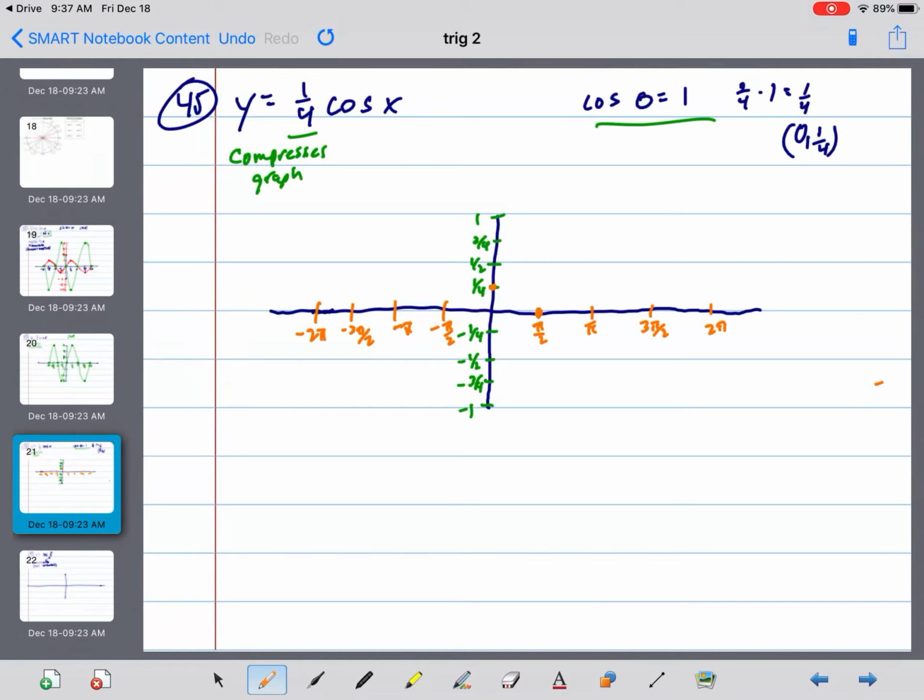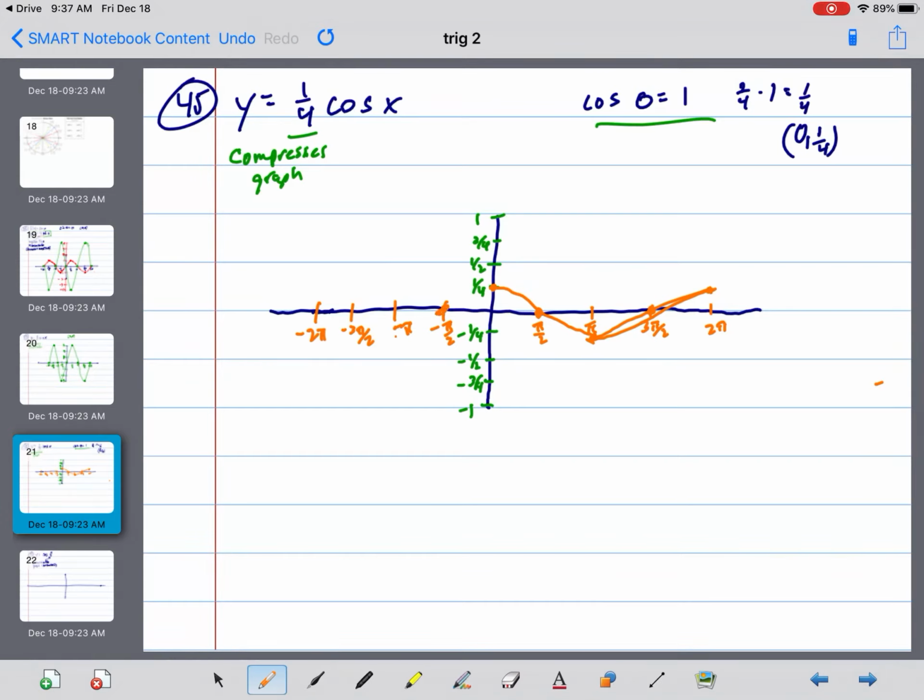So now what this thing does, it still has flow to it, but it's going to go through 0 at pi/2. And then it's going to be down to -1/4 right here. Then it's going to be up to 0, and then it's going to be up to +1/4 there. So this is how this one flows. It flows this way. But since that 1/4 is in front, it's really flat. It's a lot flatter.